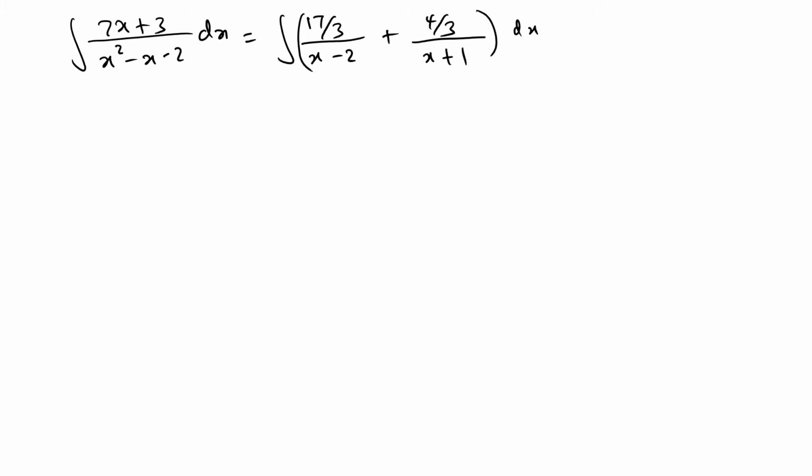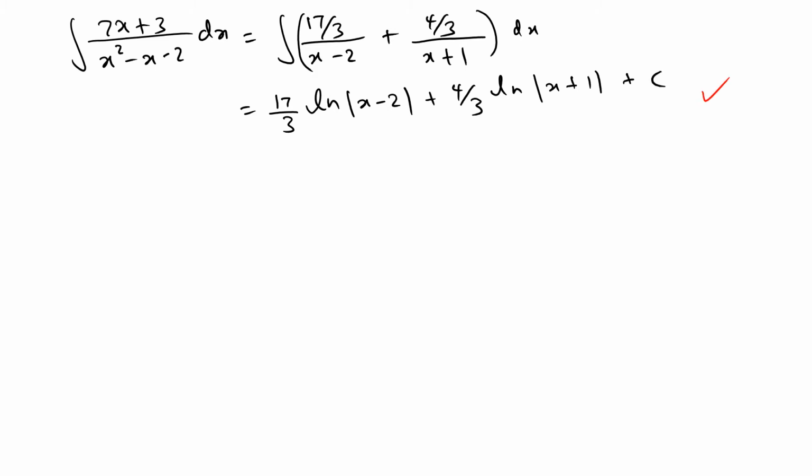dx. Now you can see that you can do them separately. So the first is 17 over 3, you can take it out. So once you take it out, you're going to get the integral of 1 over x minus 2, which is natural log of x minus 2. Here also you can take 4 over 3 out, so you get the integral of 1 over x plus 1, that is natural log of x plus 1 plus c. So that's what you get. That's perfectly fine, good answer.